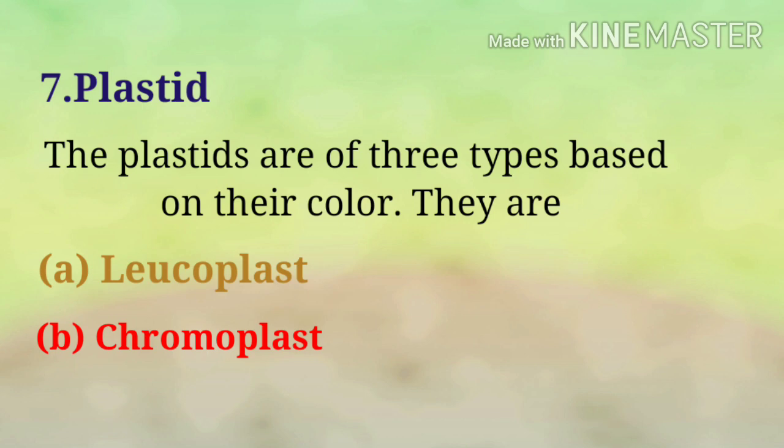Some coloring pigments such as blue, violet, and purple are not associated with plastids. They are found dissolved in the cell sap and give color to the plant. Such pigments are called anthocyanins. Chloroplasts are green colored plastids which have a green colored pigment called chlorophyll. Chloroplasts contain DNA and have the capacity to divide.